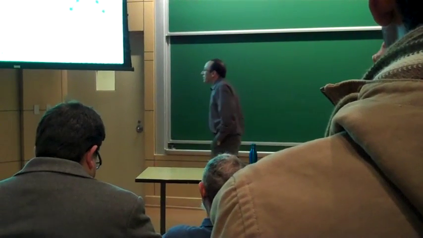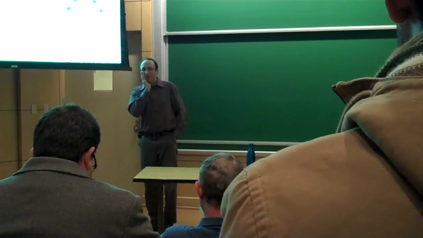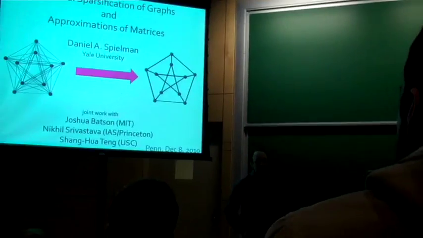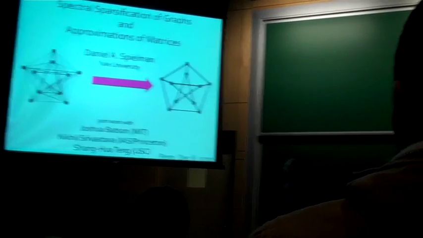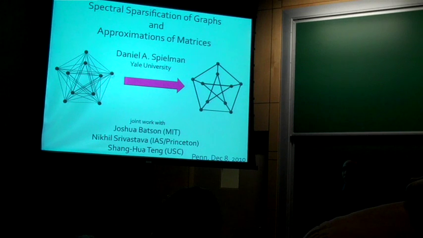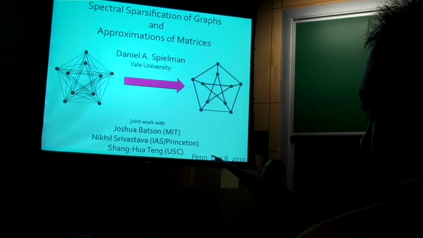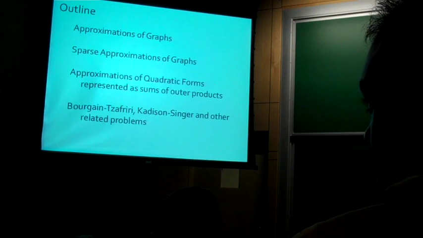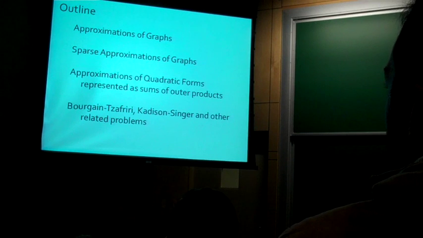Anyway, I'm going to talk about work from a couple of papers. The first of them written with S-Teng, who's at the University of Southern California. A few of them written with Nikhil Srivastava, who was my PhD student and is now a postdoc at IAS in Princeton. And one of them written with Joshua Batson, who was an undergraduate at Yale when he worked with me and is now in graduate school at MIT.